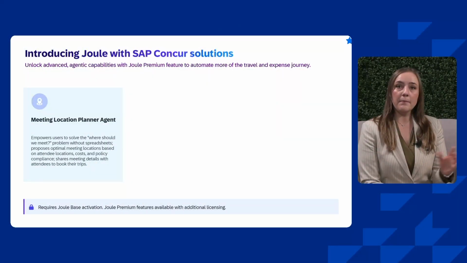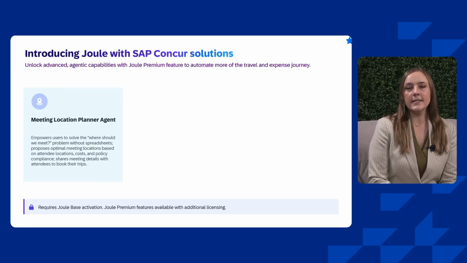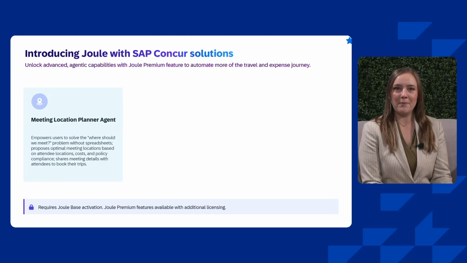So those were the base solutions. Those are available, again, at no additional cost. We also have Joule Premium, and this is an advanced solution that unlocks further agentic AI capabilities.